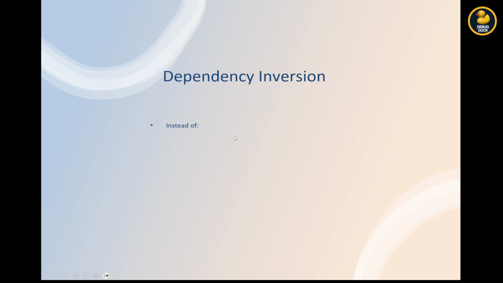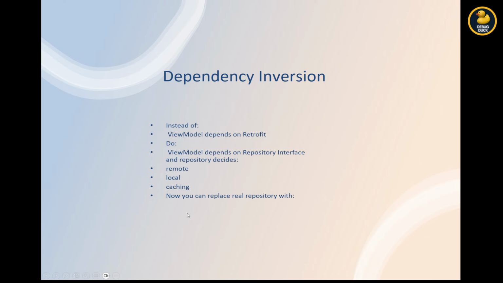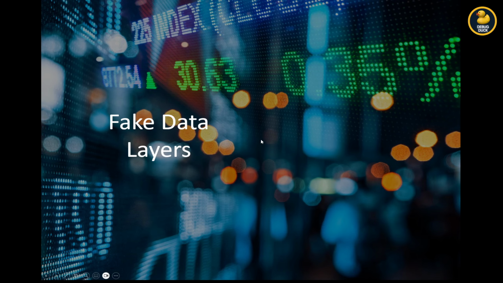So, dependency inversion. Instead of the view model depending on Retrofit, the view model depends on a repo interface, and the repo decides whether data comes from remote, local, or caching. Now you can replace the real repo with a fake repository or mock repository.